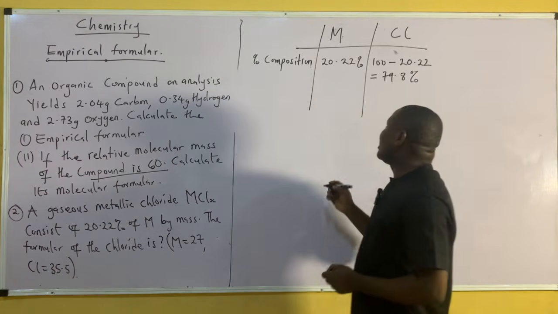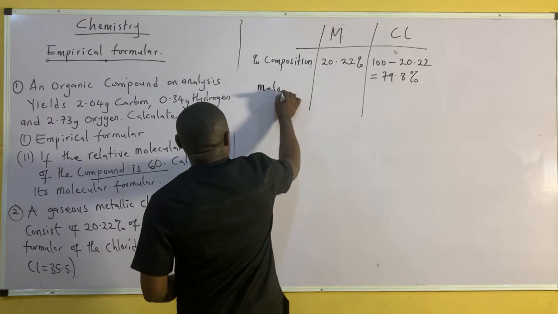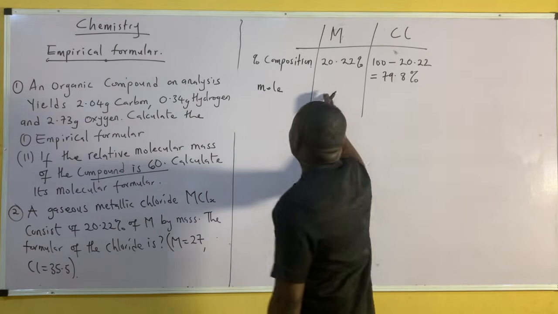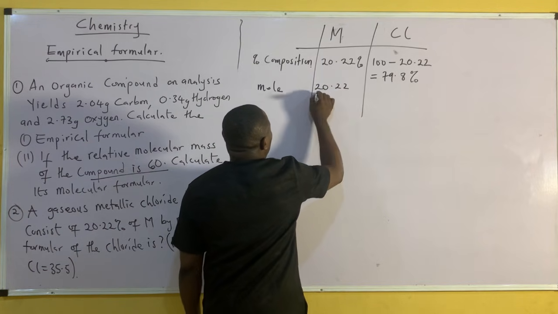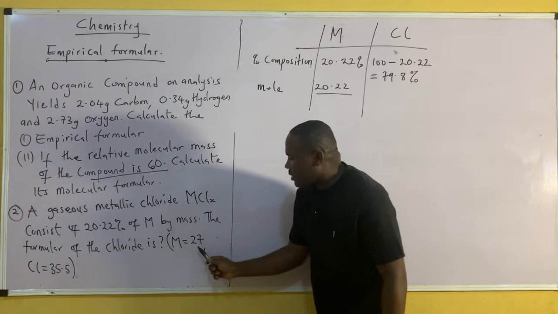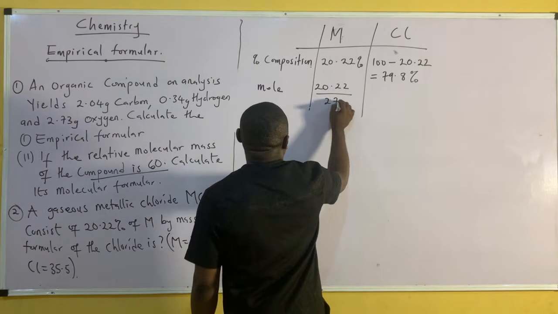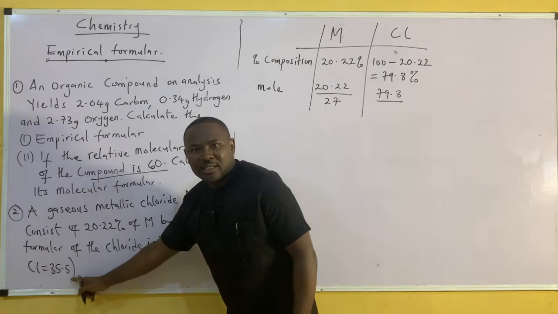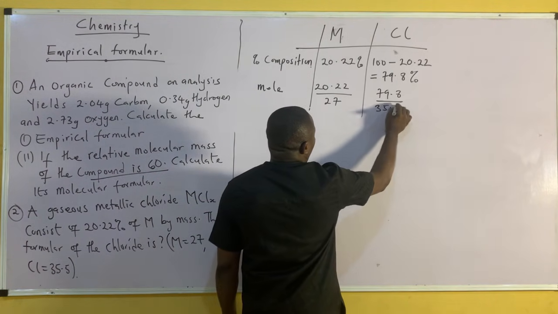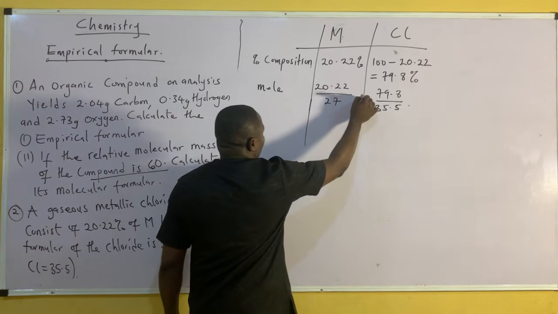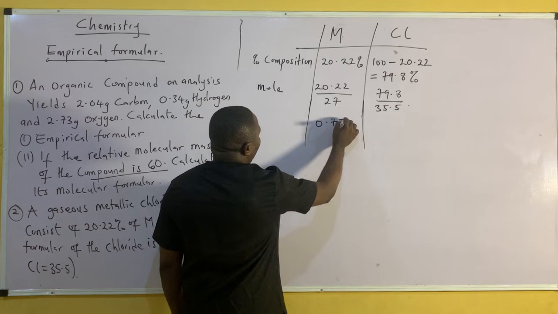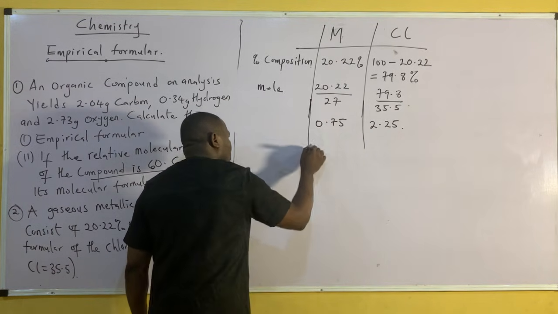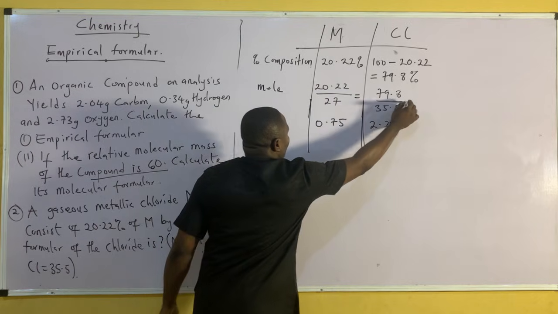So I now know the percentage of Cl and the percentage of M. The next thing I should do is to get the mole. This becomes percentage composition over molar mass. So this is 20.22 over 27, the molar mass of M, and 79.8 over 35.5. This will give us 0.75 and this will give us 2.25. These are the moles when solved.